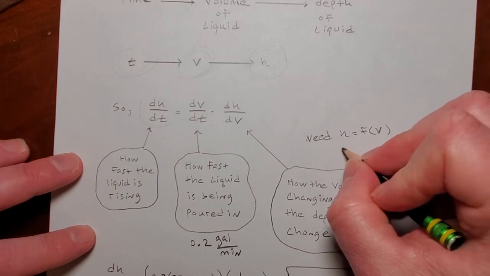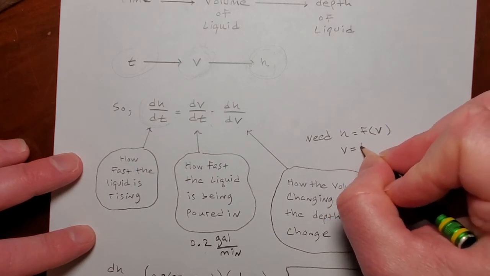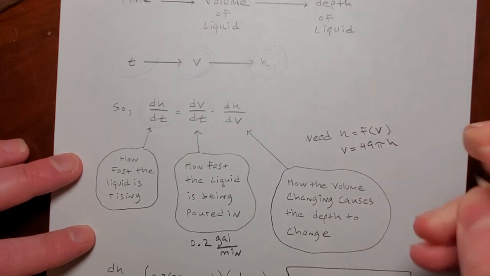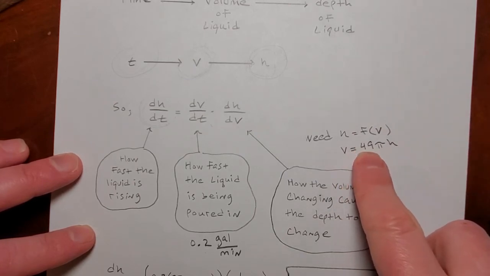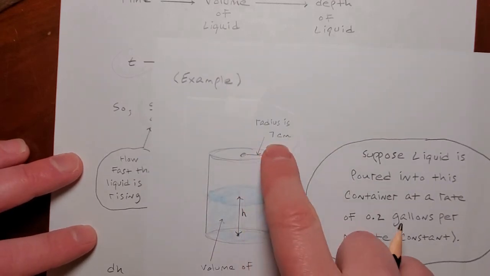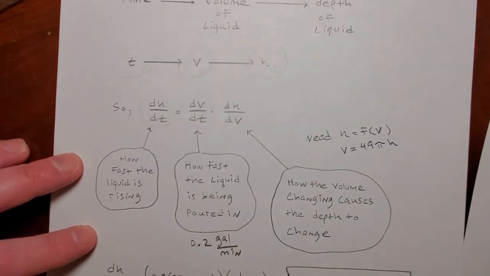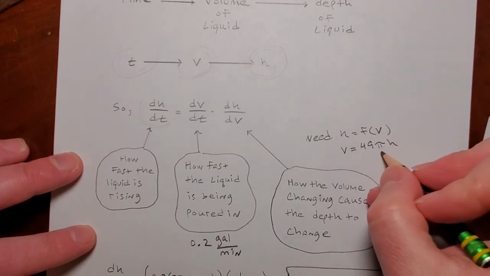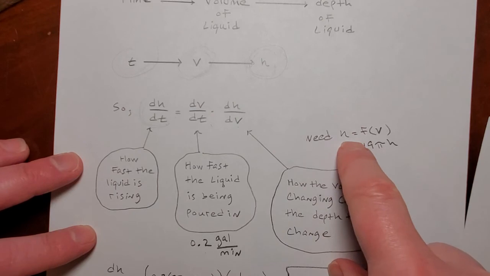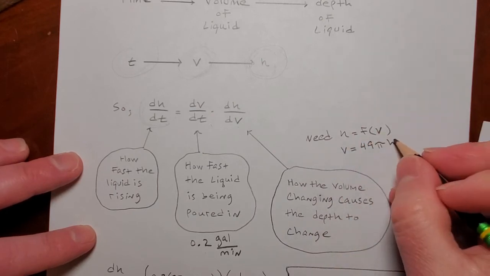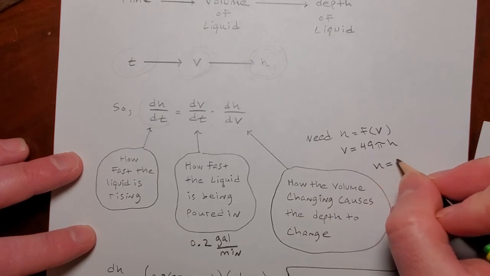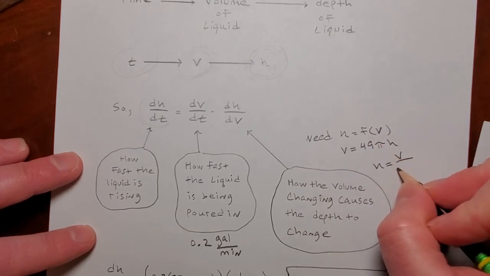So let's see, volume equals r squared pi h, and the radius was given to be 7, so volume equals 49 pi h. And I need the depth h to be a function of the volume V. So I could do a little arithmetic right there and say h is V over, I'll divide by 49 pi.